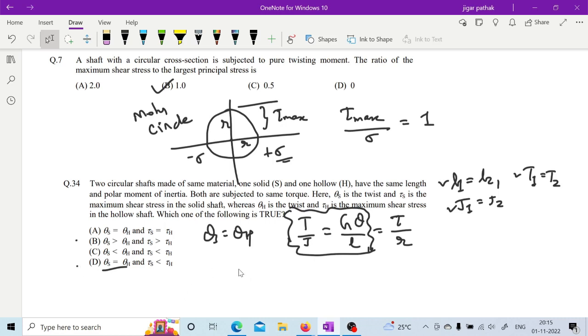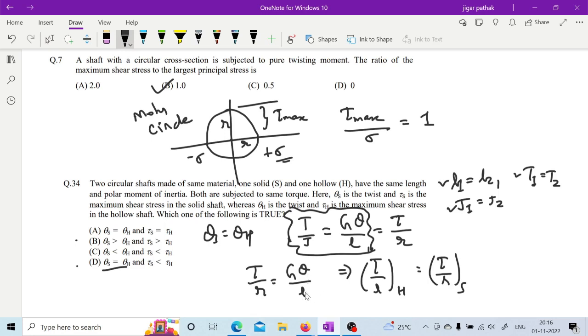Now the next is, if you consider tau upon R is equal to G theta by L, this L is the same again for both solid and hollow. Now theta and L both are equal, so tau upon R for hollow and solid must be equal, because G theta by L is equal for hollow and solid.